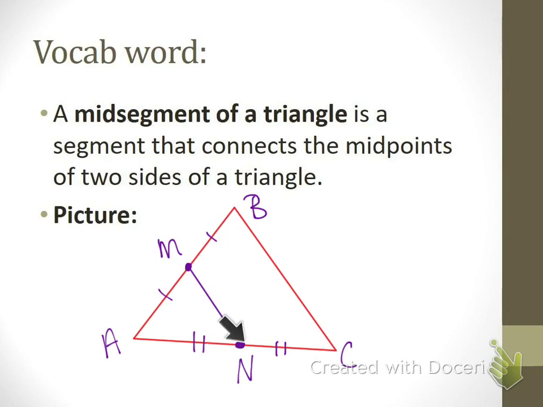There are other mid-segments that exist. So there could be a mid-segment from N over here to the midpoint of BC. There's another mid-segment from M to that same point. So there are multiple mid-segments inside every triangle, 3 of them to be exact.